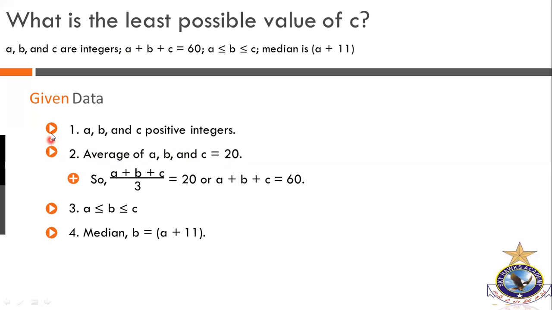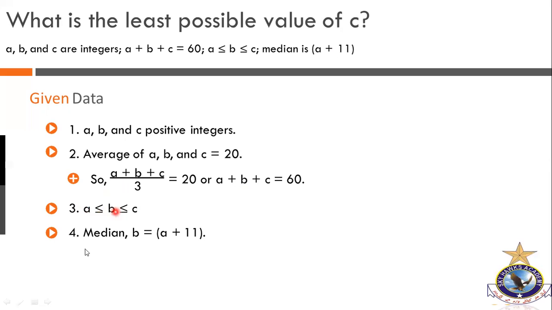From these two pieces of information, A plus B plus C over 3 is 20, and so A plus B plus C is 60. That's why we have written 60 over here. The third piece of information also given is that B lies between A and C, inclusive. So B is greater than or equal to A, and B is less than or equal to C. Am I right? Okay.